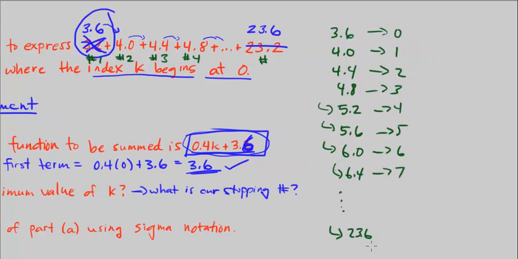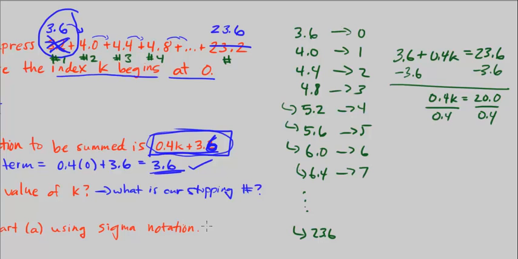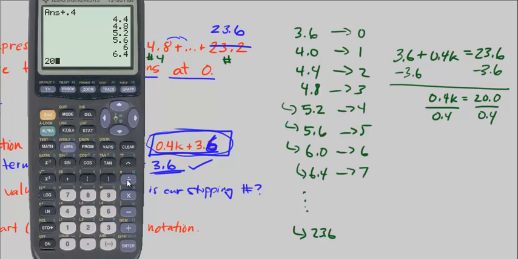So what's a shortcut to do this? Well, if you look at the pattern, you're adding 0.4. So you're going to start with 3.6 plus 0.4k. And when does that equal 23.6? Let's just solve this for k. Subtract 3.6 from both sides, and we get 0.4k is equal to 20.0. Divide both sides by 0.4, so it's 20 divided by 0.4, and we get k is equal to 50.